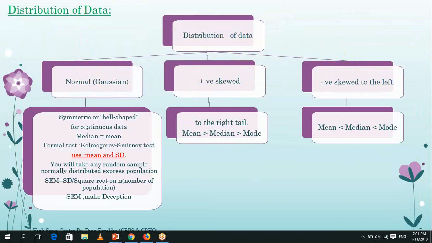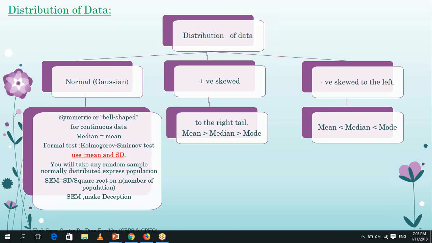But if it's normally distributed, the best way to describe it is the mean to measure the central tendency, and the standard deviation to measure the variability from the mean. The formal test used to assess normally distributed continuous data is the Kolmogorov-Smirnov test. If we want to express our sample, we will use the standard deviation. But if we want to express the population, we will use SEM, which is the standard error of the mean.